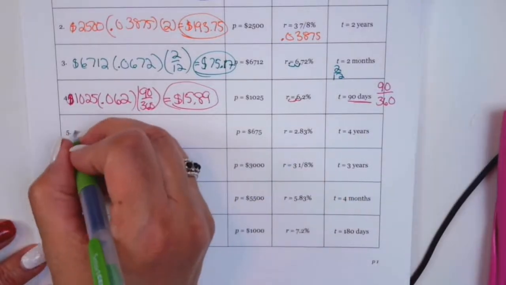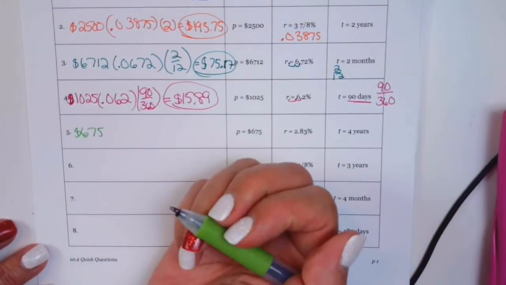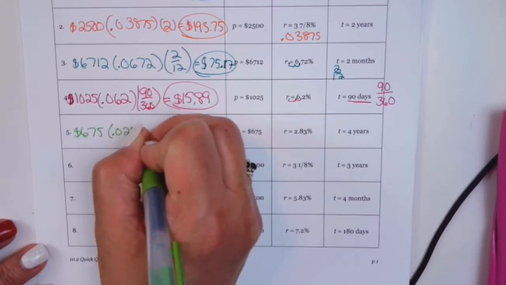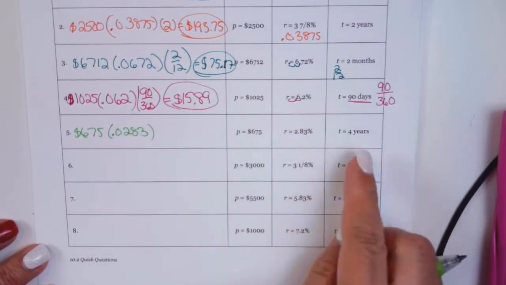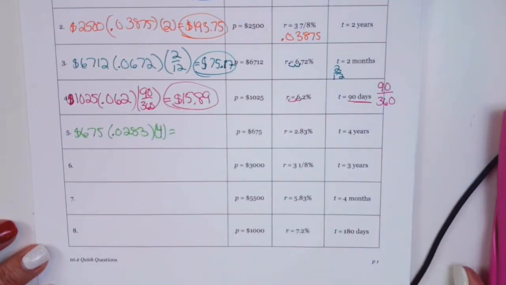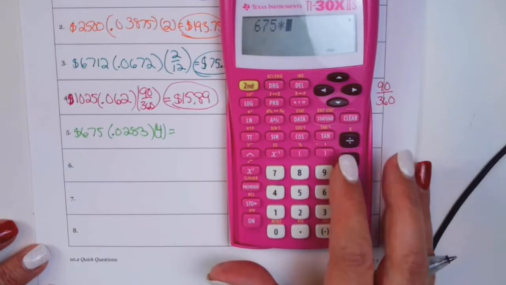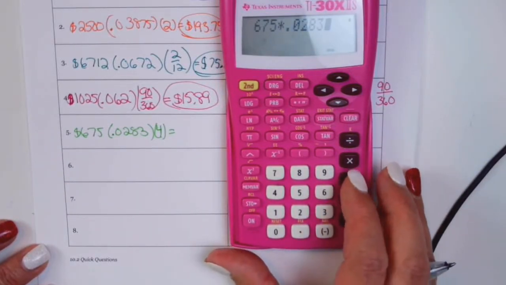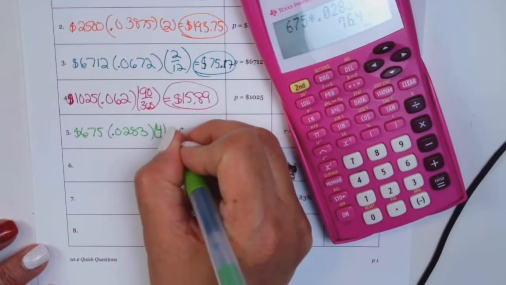So principal is $675. Our rate is 2.83%, so that would be 0.0283. And then we have 4 years, multiplied by 4. So 675 times 0.0283 times 4 is $76.41.